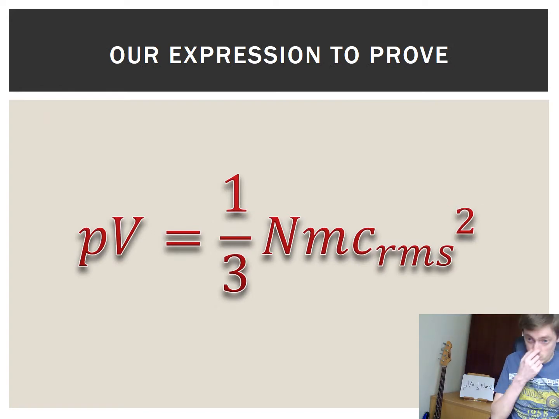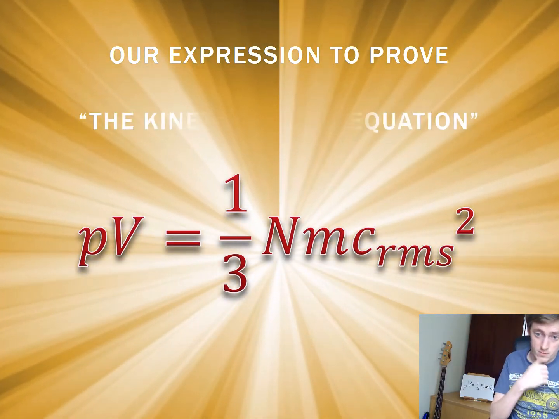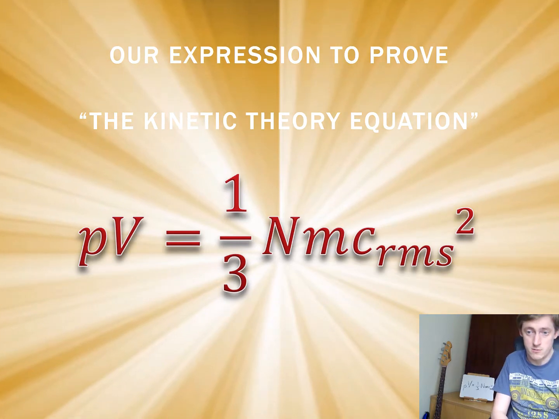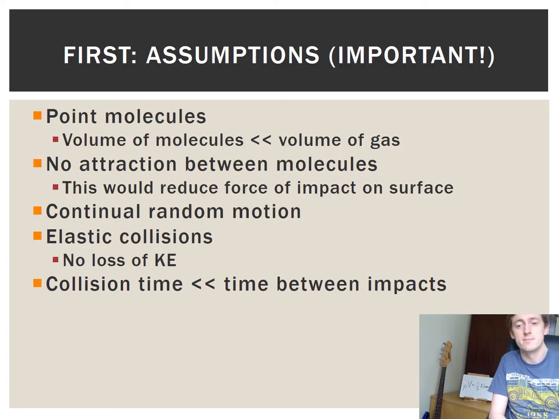So here's our expression that we're going to be looking at proving. pV is a third N m c_rms squared, the kinetic theory equation. That one there. Here are your assumptions. These are really important, they come up in the exam. First off, we're going to assume that the particles are point molecules. In other words, their volume is much smaller than the volume of the gas itself. So much bigger gaps in between them than the size of the particles themselves. That double less than sign means much less than.